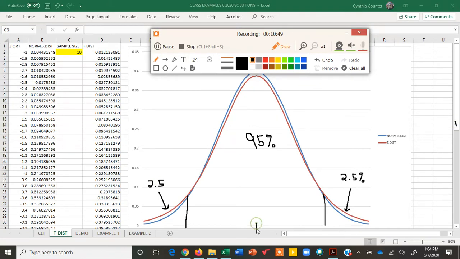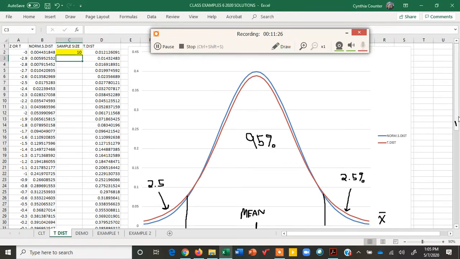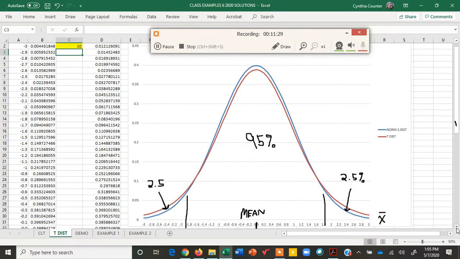The mean is right in the middle, okay? So theoretically, this is the population mean that we are trying to estimate. This is a distribution of sample means, right? So it's a distribution of x bars, because x bar is the sample mean. And the population mean theoretically is in the middle. And you see for the t distribution, there's that 0 there.